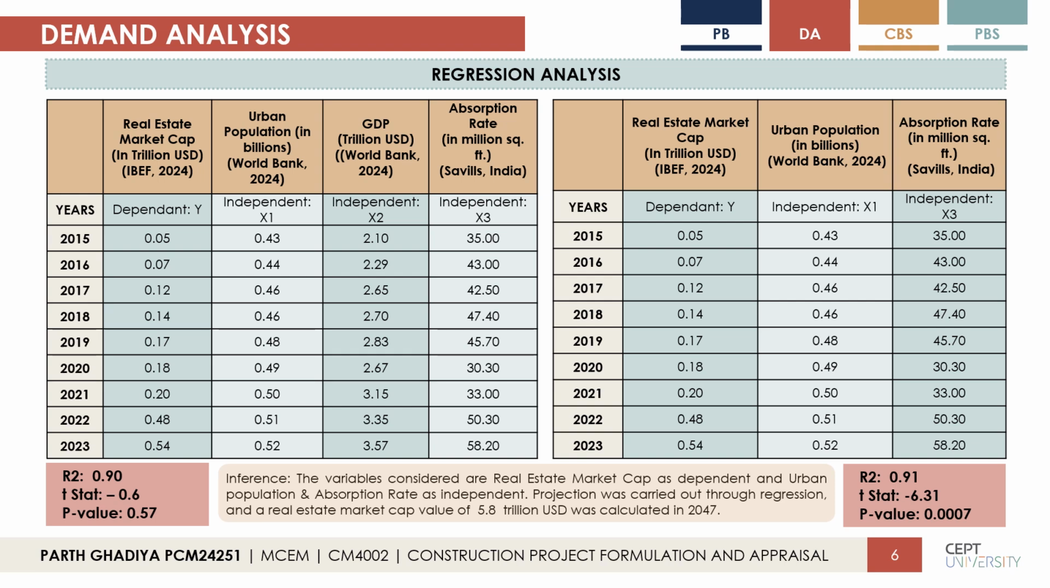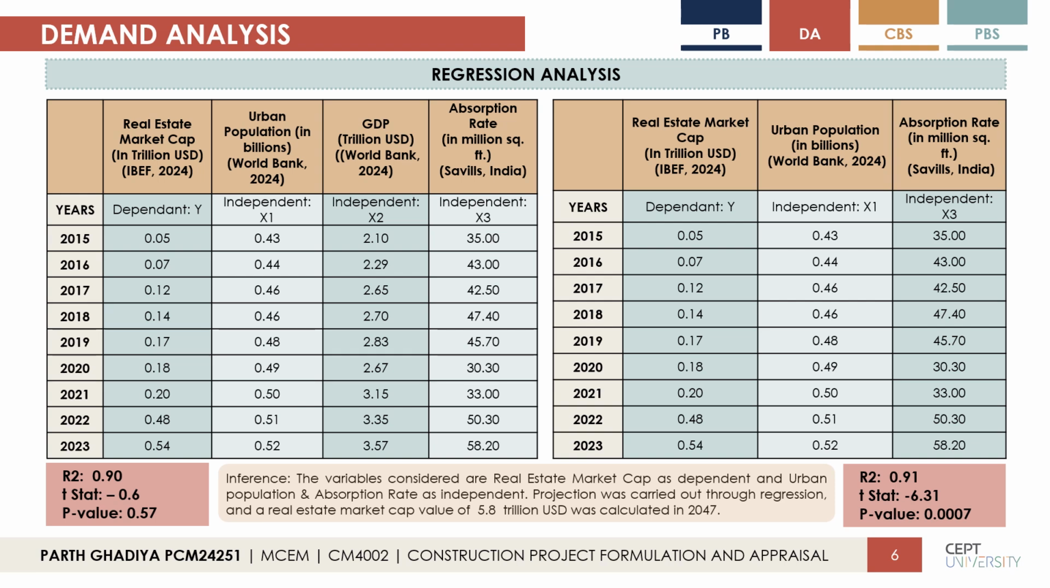In the first regression model, the R square value is 0.19 and the T statistic for the urban population variable is minus 0.6 with a p-value of 0.57. The p-value is not in range, suggesting that this variable is not statistically significant in explaining the variation of the real estate market cap. So I consider another regression model.